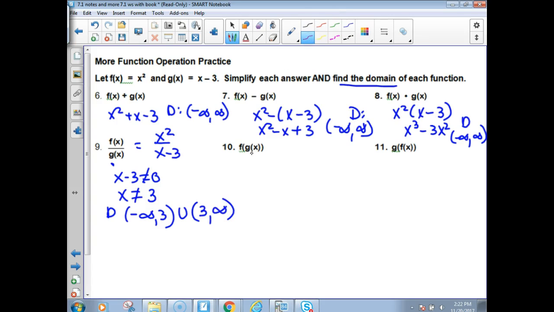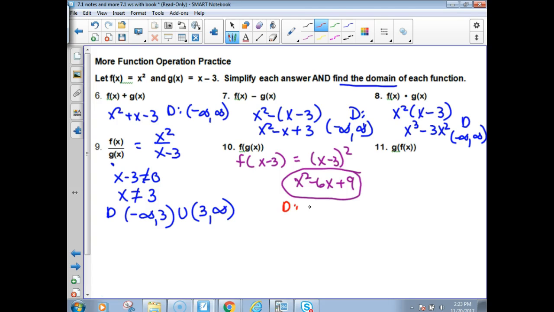Okay, f of g of x. That means put the g function into the f function. So we're doing f of x minus 3. We will be taking x minus 3 and squaring it, which would make us have x squared minus 6x plus 9. And the domain would be negative infinity to infinity.